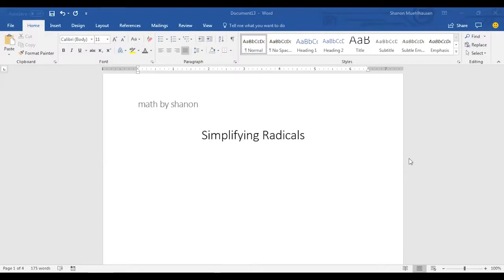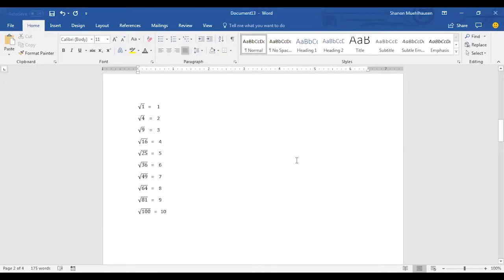Going to talk about simplifying radicals. There are some square roots you should know based on your multiplication facts. Square root of 1, square root of 4, square root of 9, etc. And this may be the way you're accustomed to seeing those.